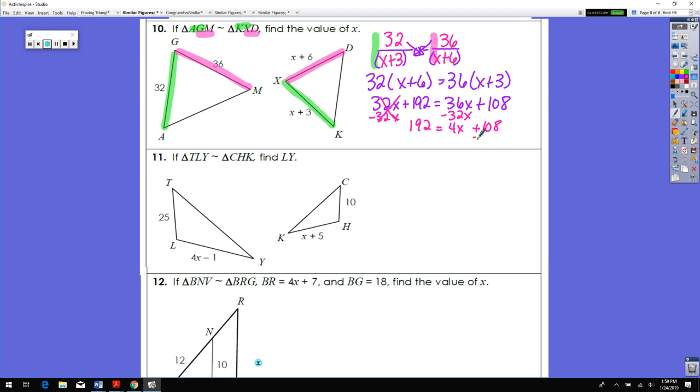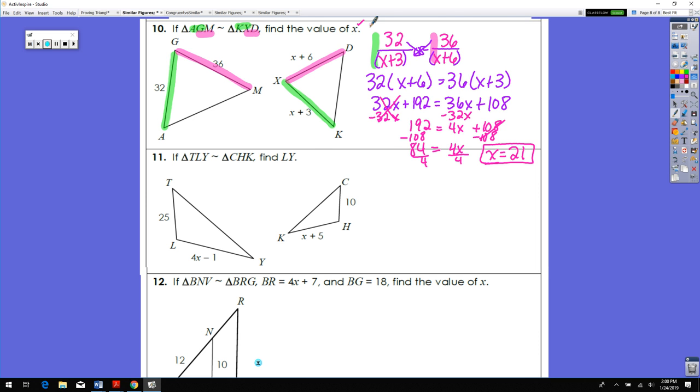So here, I subtract 108 from both sides. Fortunately, I write pretty big, so I have to go down. We will be doing problem number 11 later, so try not to take up too much space here. 84 divided by 4, x is equal to 21. It said find the value of x, did that. Number 11, we're going to save.